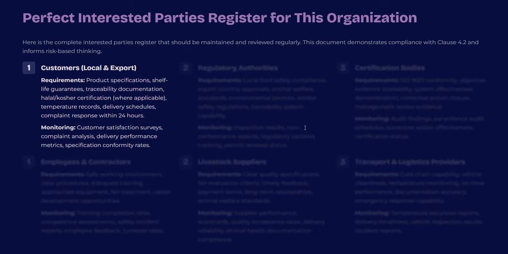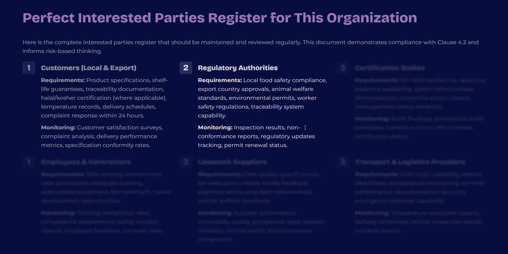The requirements: product specifications, shelf life guarantee, traceability documentation, halal or kosher certifications wherever applicable, temperature records, delivery schedules, complaints response within 24 hours. How do we monitor this? Customer satisfaction survey, complaints analysis, delivery performance metrics, and specifications conformity rates.